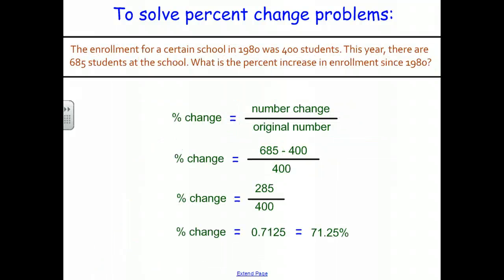So looking at that, our change is actually 285. 285 over 400 as a decimal is 0.7125, and therefore we have 71.25%. So from 1980 to now, the school increased its enrollment by a percentage of 71 1/4.